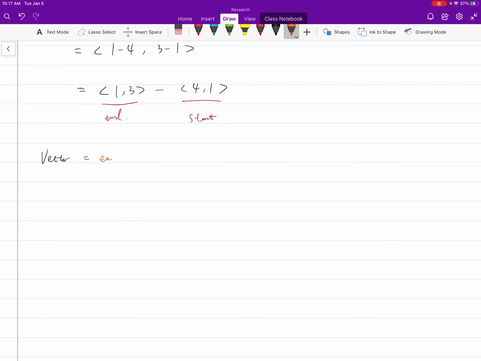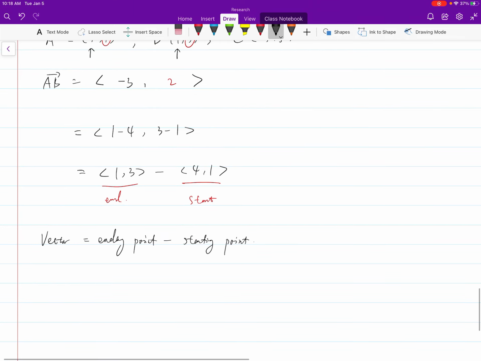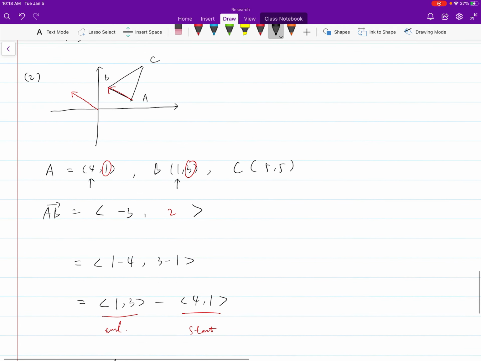Ending point minus the starting point. You start from 5, you want to go to 8, go positive 3. You start from 5, you want to go to 2, go negative 3. How do you do it? You use the ending minus the starting.